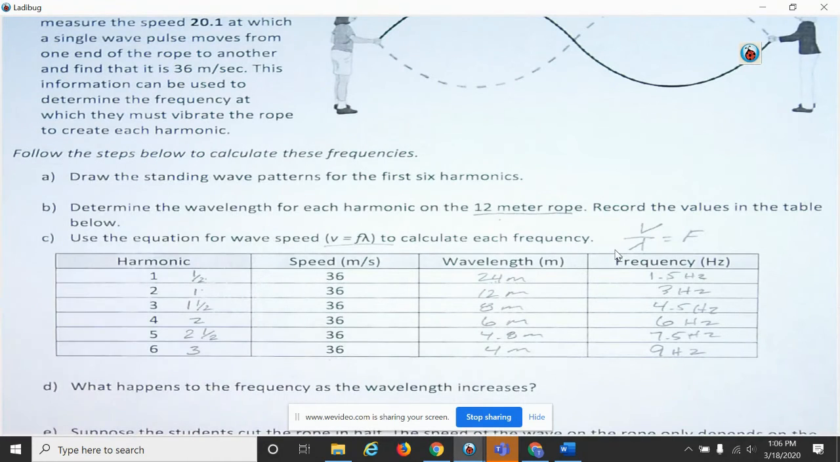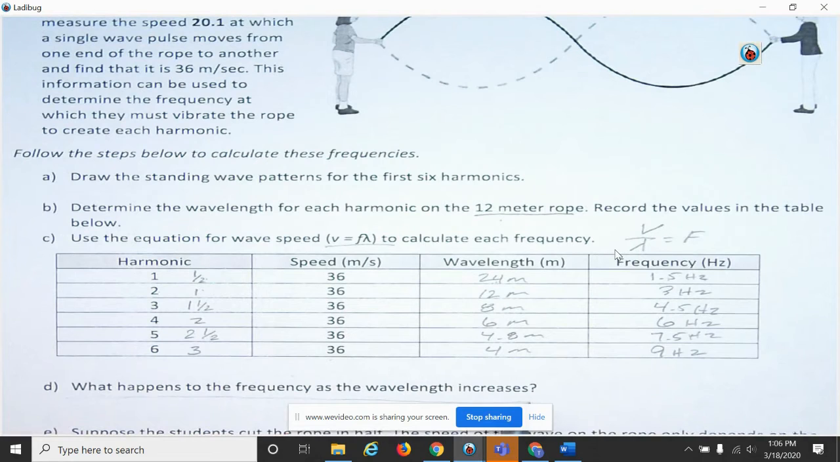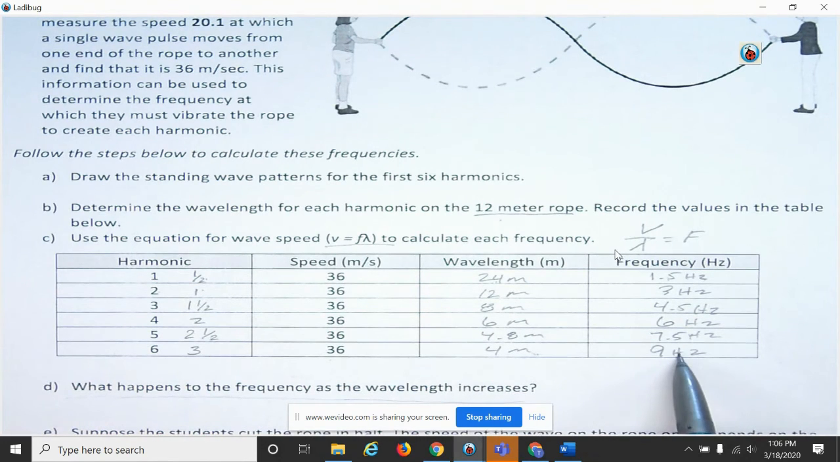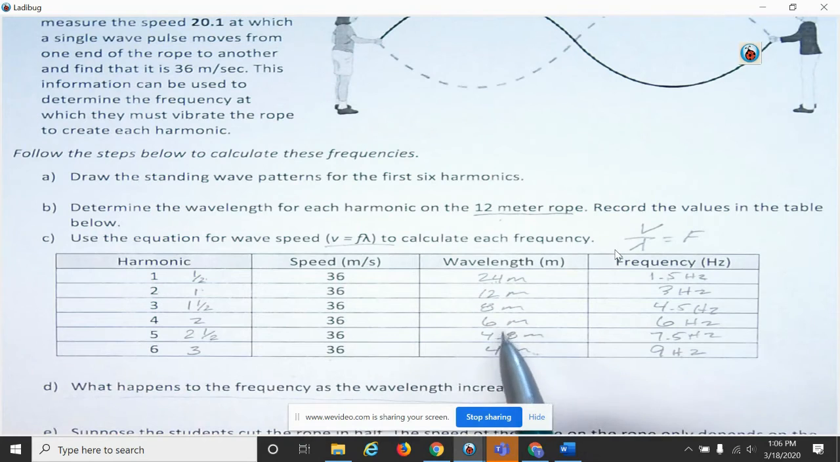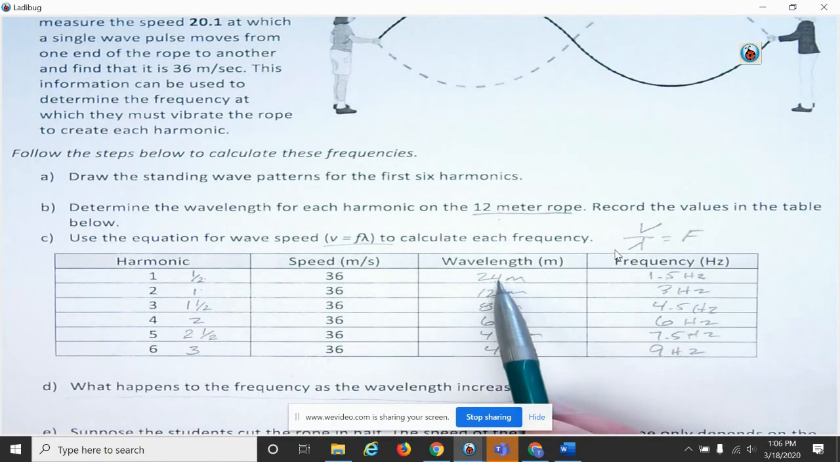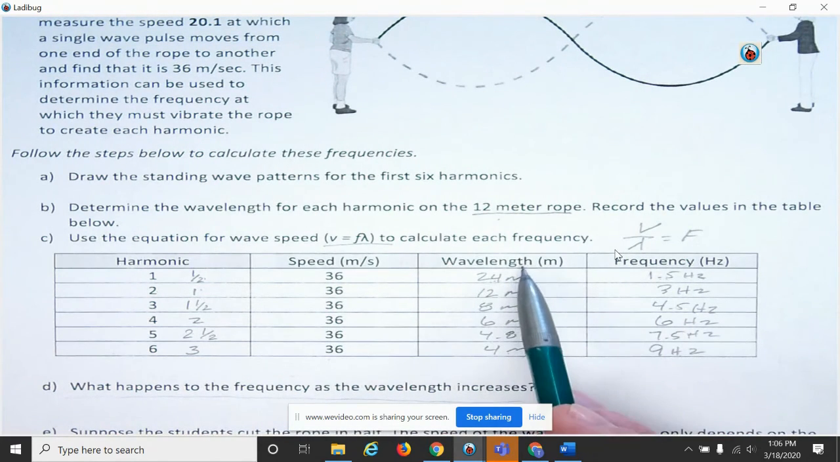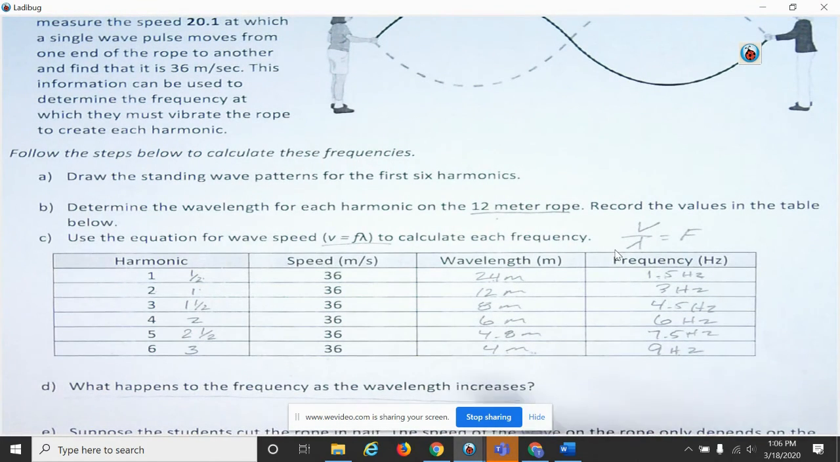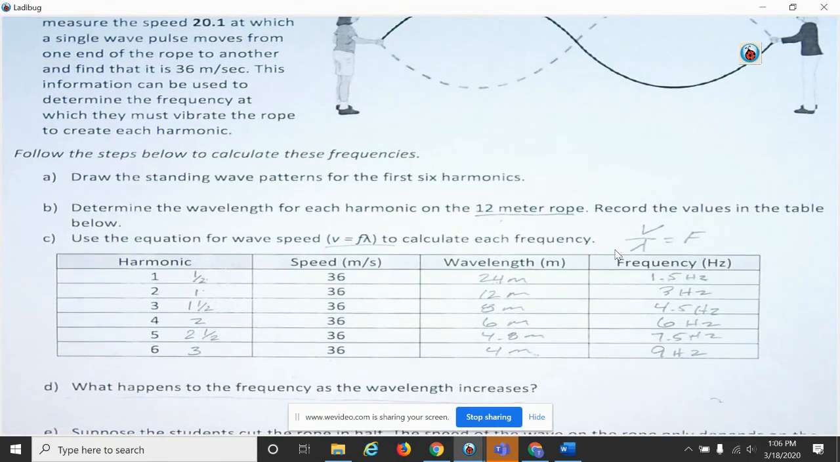The second part of this, I'm going to have you do on your own. But before that, what happens to the frequency as the wavelength increases? What's our frequency when our wavelength is 4 meters? It's 9. So what happens when we go up to 24 meters? Our frequency then becomes 1.5. So as wavelength goes up, frequency goes down. As frequency goes up, wavelength decreases. So they have an inverse relationship. That kind of makes sense to everybody?